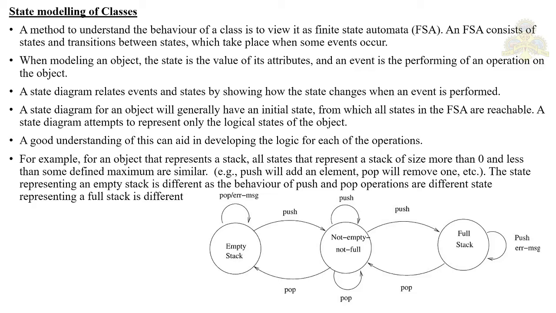So a method to understand the behavior of the class is to view it as a finite state automata, FSA. Now this finite state automata consists of the states and transitions between the states, which take place when some events occur. When modeling an object, the state is the value of its attributes and an event is the performing of an operation on that object.